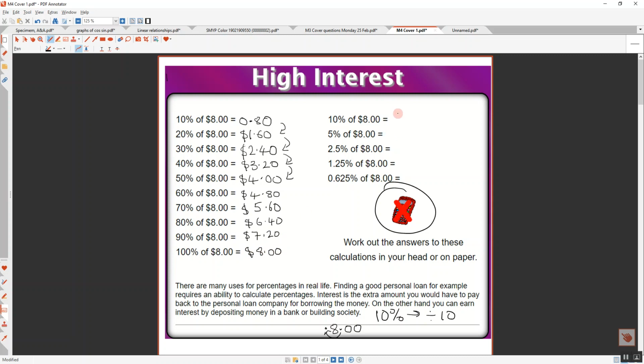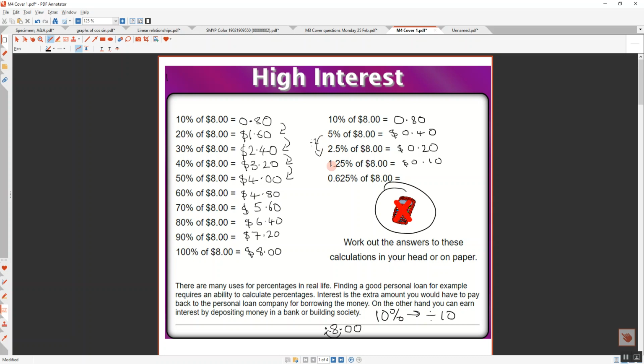So if we have a look at these ones, $10, 10% of $8 is our 80 cents. 5% is, well, that's half of 10%, and half of 0.8 is 0.4. 2.5%, well, that's half again, so we're dividing each time by 2, so that's 0.2. And 1.25, well, that is half again, that's half of 2.5, so that is 0.1, so 10 cents.